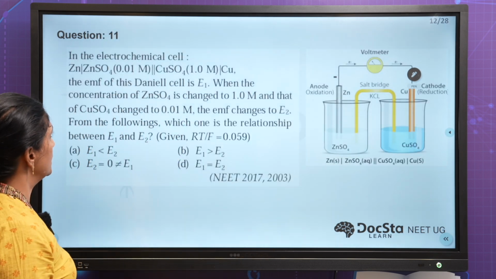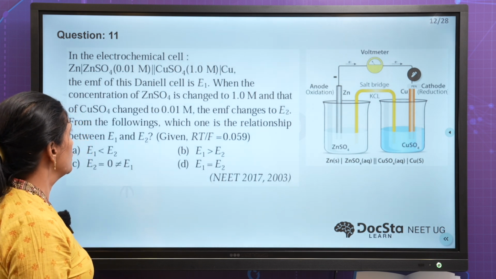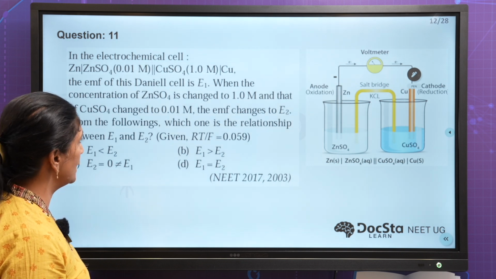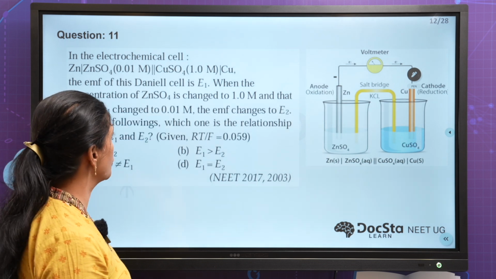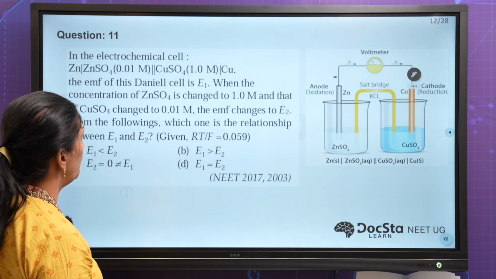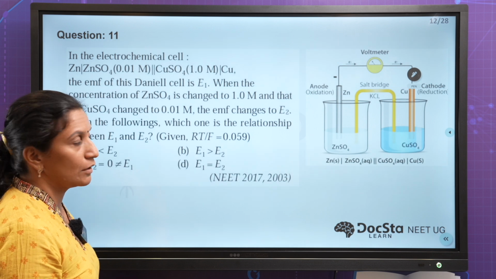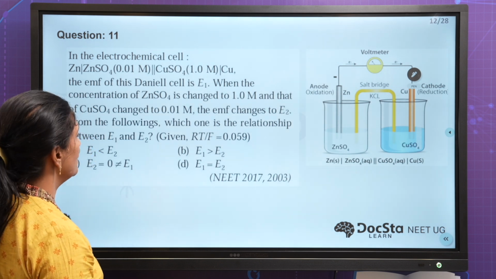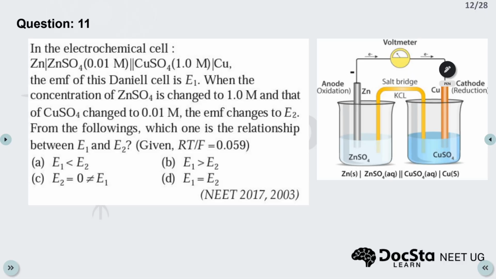Now the next question is, an electrochemical cell is given containing zinc and copper, which are dipped in their electrolytes. The EMF of the Daniell cell is given by E1. When the concentration of zinc sulfate is changed to 1 molar and that of copper sulfate changed to 0.01 molar, the EMF changes to E2. So here you find a concentration change, and as a result the EMF also is changing from E1 to E2. From the following, which one is the relation between E1 and E2? And you are provided RT by F.